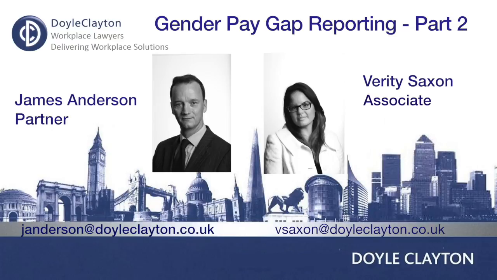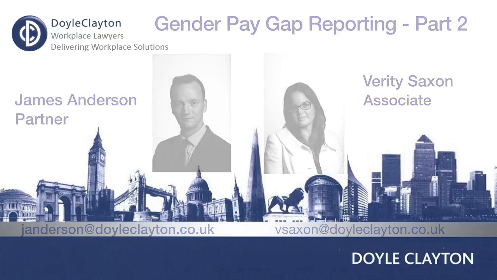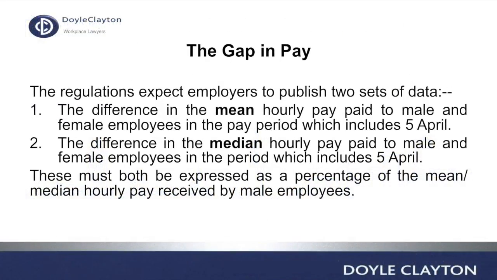Verity, for pay, would you remind us what employers are obliged to report? For pay, the regulations expect employers to publish 2 sets of data. Firstly, the difference in the mean hourly pay paid to male and female employees in the pay period which includes the 5th of April. This must be expressed as a percentage of the mean hourly pay received by male employees. Secondly, the difference in the median hourly pay paid to male and female employees in the period which includes the 5th of April. This must be expressed as a percentage of the median hourly pay received by male employees. James will explain how you calculate mean pay.